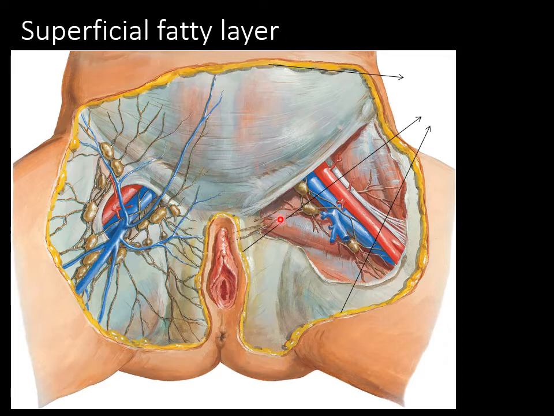The same superficial fatty layer extends into the thigh as the superficial fascia of the thigh. So the superficial fascia of the abdomen extends downwards, crosses the groin, and extends as the superficial fatty layer of the perineum, and the same layer extends into the thigh as the superficial fascia of the thigh.